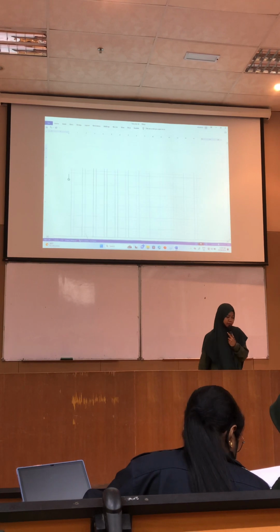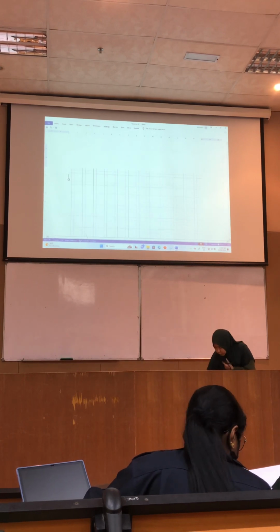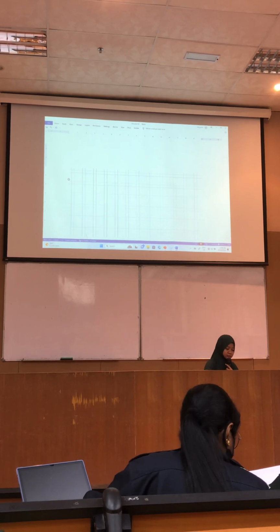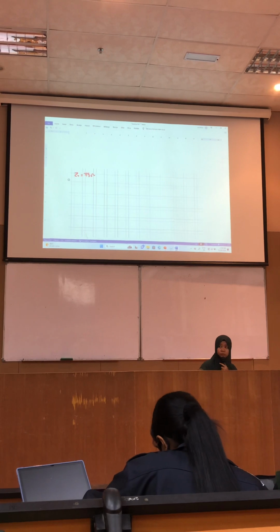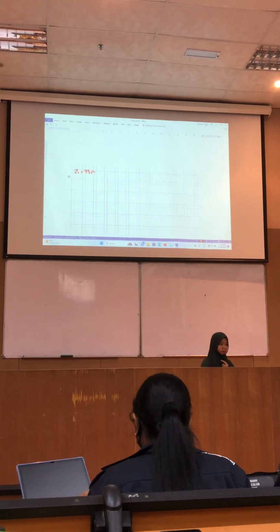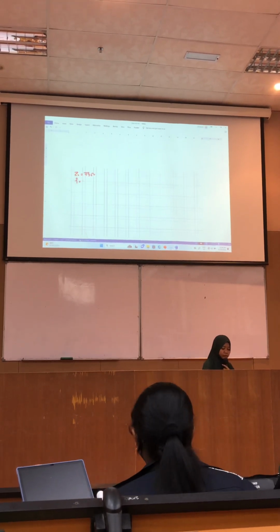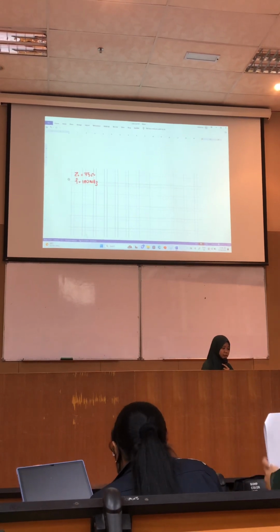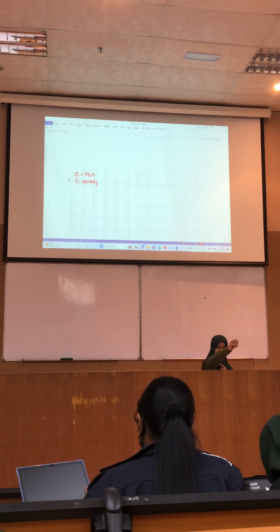Okay, distortionless. What values are given? Z0 equals 75 ohm. Right? Then the frequency equals 100 megahertz. Anything else? That's all.